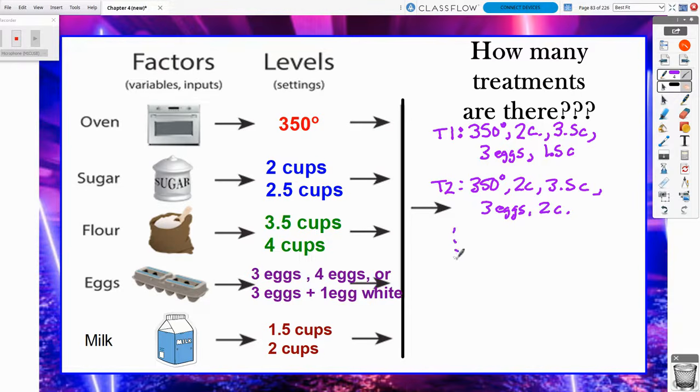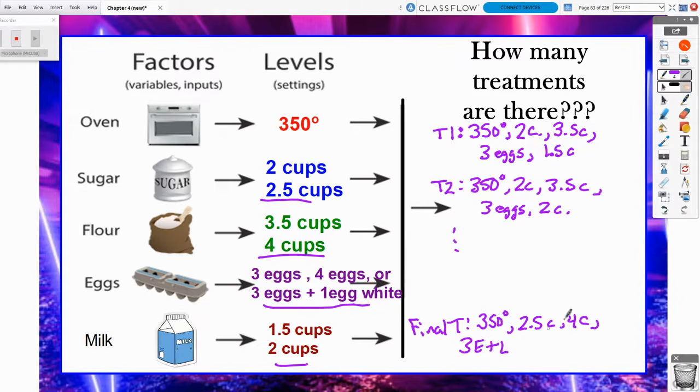Now, the final treatment, and then we'll talk about how many we can actually get here. So the final treatment would be obviously still doing 350, but now I'm going to get to all of the kind of last scenarios here where I've got 2.5 cups of sugar, 4 cups of flour, the 3 eggs plus the 1 egg white, and with the 2 cups of milk.